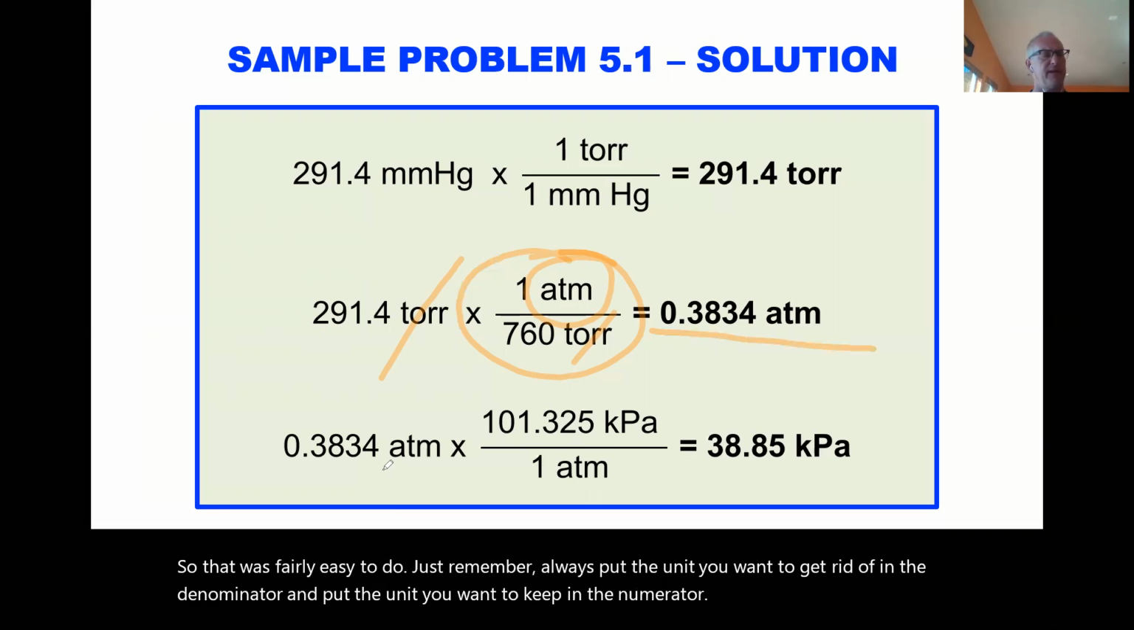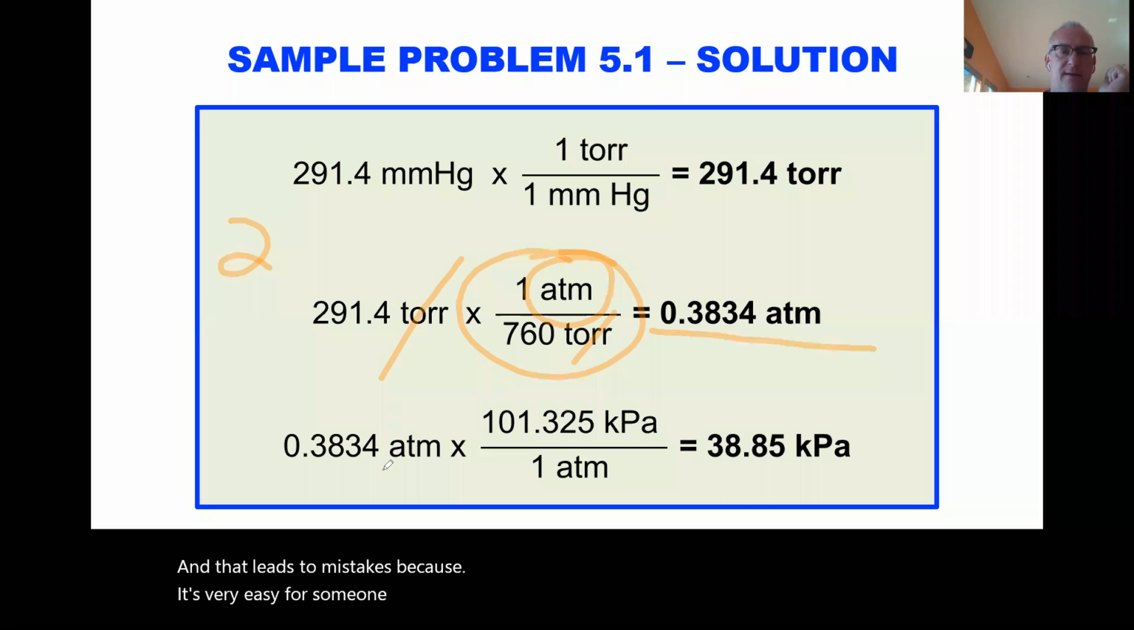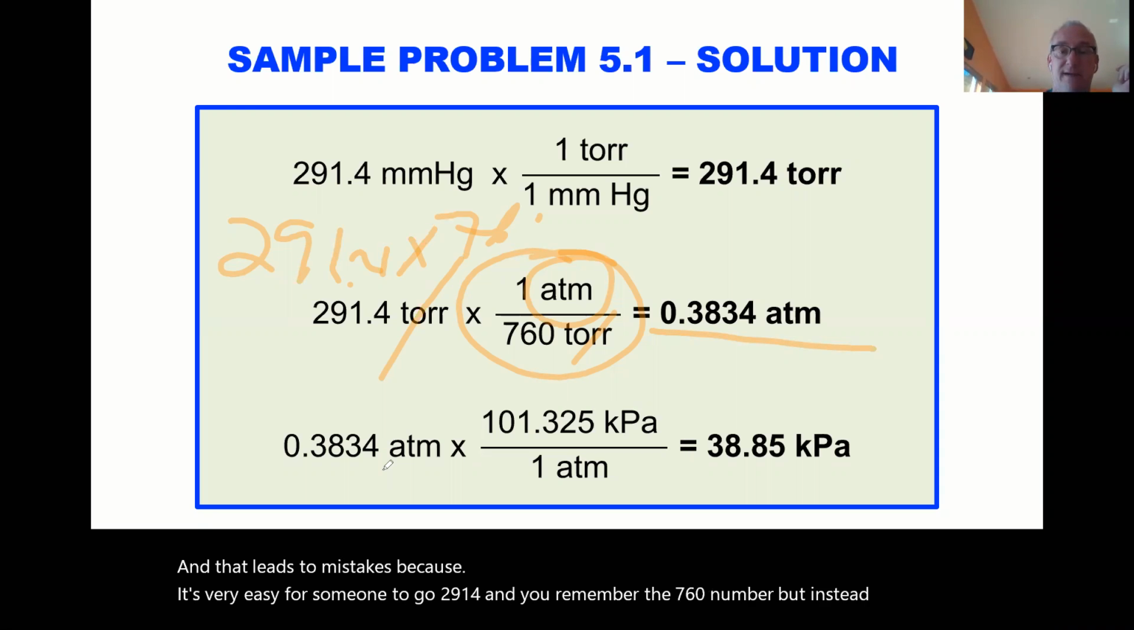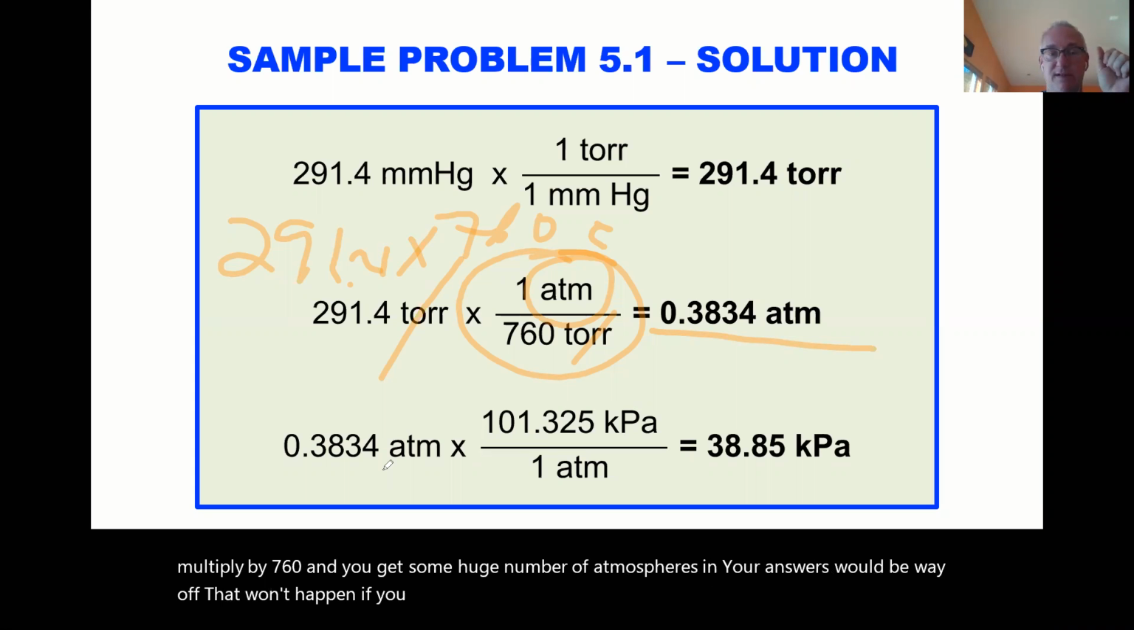I noticed a lot of people in their recitations and on their tests aren't putting the units in the conversions. And that leads to mistakes, because it's very easy for someone to take 291.4 and remember the 760 number, but instead multiply by 760 and get some huge number of atmospheres, and your answers can be way off. That won't happen if you remember to include the units, okay? So always remember to do that.